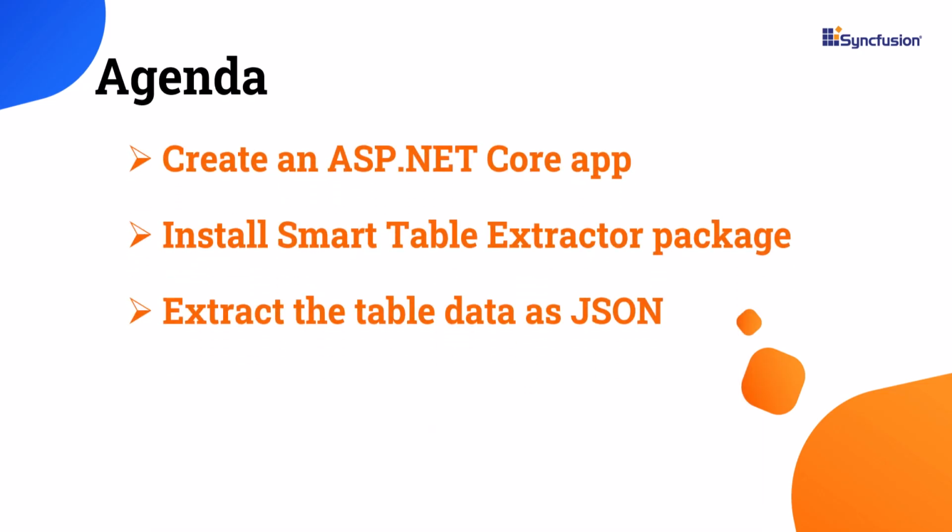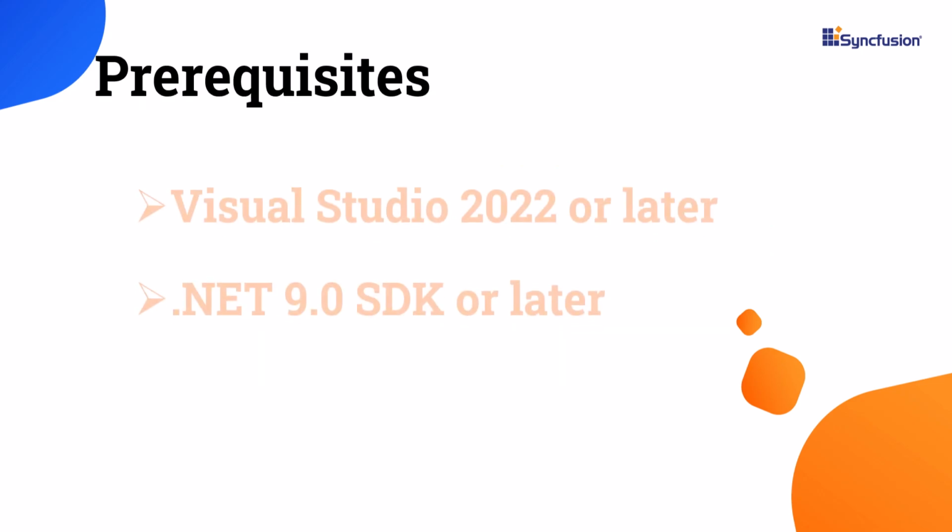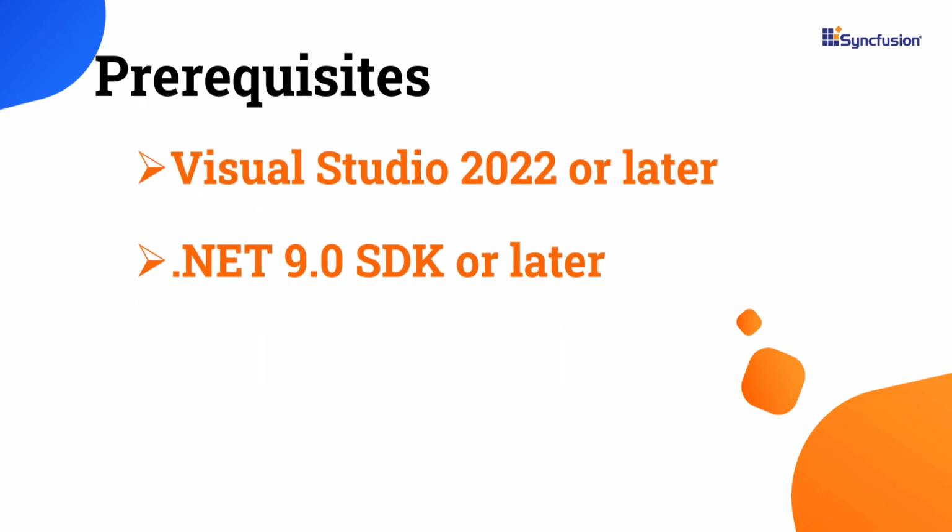In this video, I will show you how to get started with the Syncfusion ASP.NET Core Smart Table Extractor. You will see how to create an ASP.NET Core web app, install the Smart Table Extractor package, and extract table data as JSON. The prerequisites for this tutorial are Visual Studio 2022 or later, and the .NET 9.0 SDK or later. Now, let me show you how to create an ASP.NET Core web app in Visual Studio.